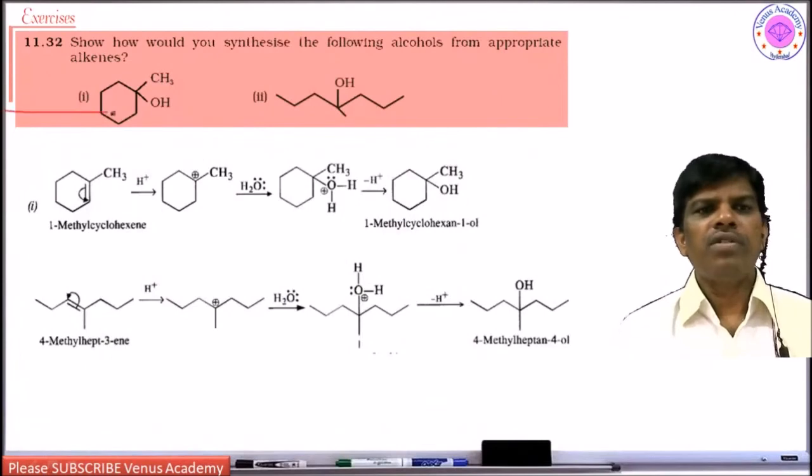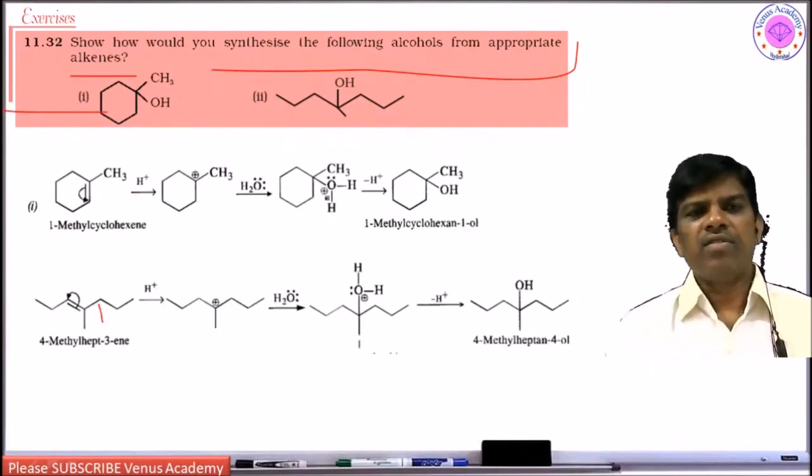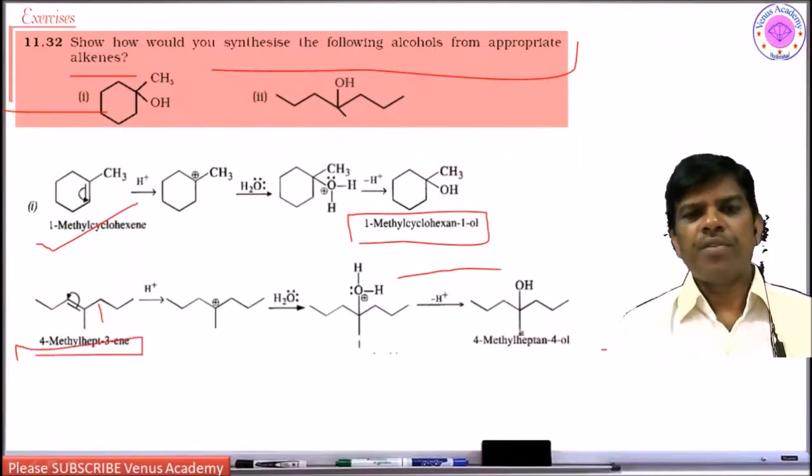Next, show how you would synthesize the following alcohols from appropriate alkenes. So this is the alkene, 1-methylcyclohexene. Upon acid hydrolysis it is going to form this Markovnikov alcohol. Yes students, so 1-methylcyclohexene has to be taken as the starting material. Next, in this case it has to be 4-methylheptene with acid hydrolysis to give the Markovnikov product. These are all Markovnikov products where we get tertiary or secondary alcohols as major products.